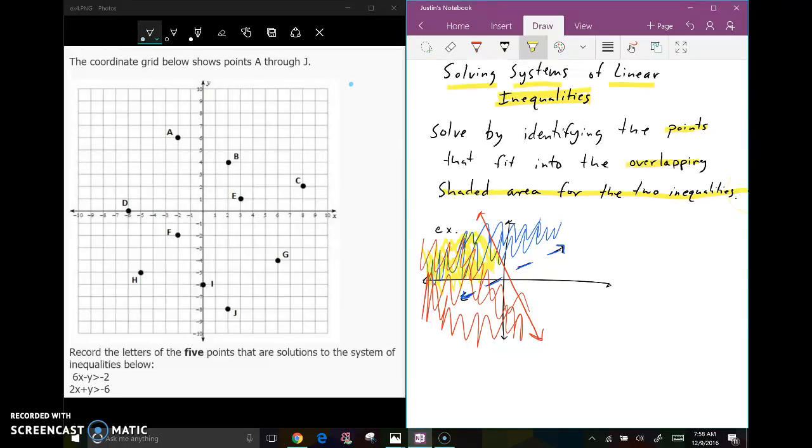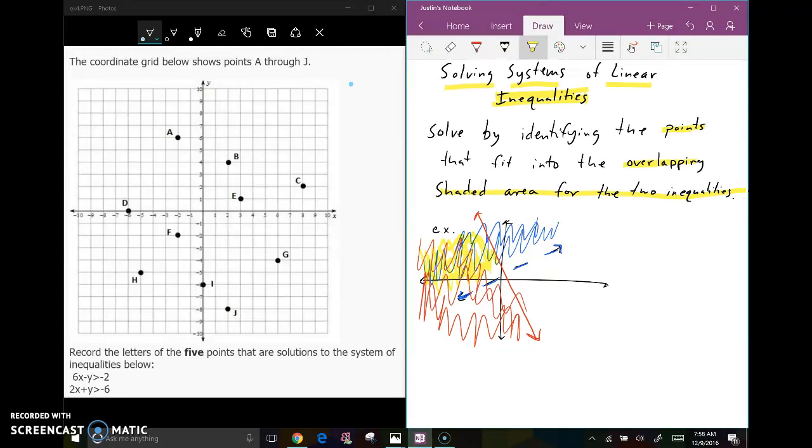So you can see I've given you an example of what that looks like. We've got one blue line that's dashed that we had to shade above because it was greater than, and then we had this red line that we had to shade below because it was less than or equal to, because the line is solid. And so the solution set, or the area where they share coordinate points, would be where the blue and the red are overlapping each other.